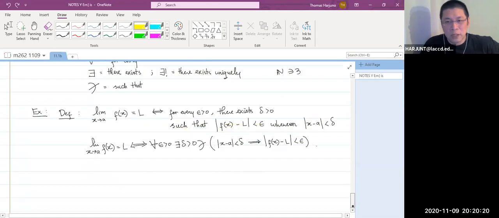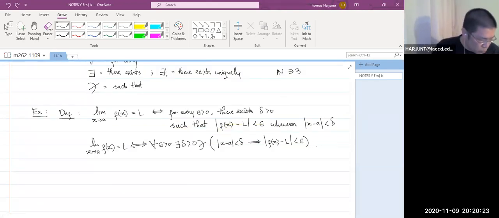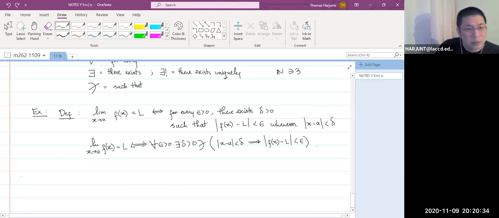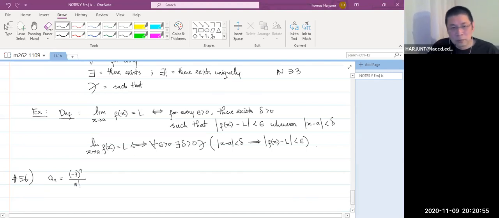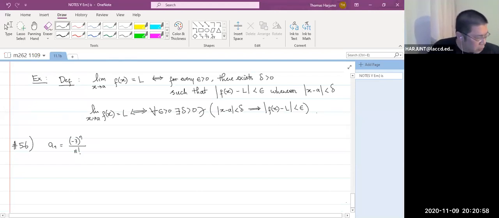Okay, let's see more. Actually, let me see number 56. This may not be something I prove using what I taught you today, but I want to go over this anyway. So the sequence is (-3)^n over n factorial. The question is, determine whether the sequence converges or diverges.